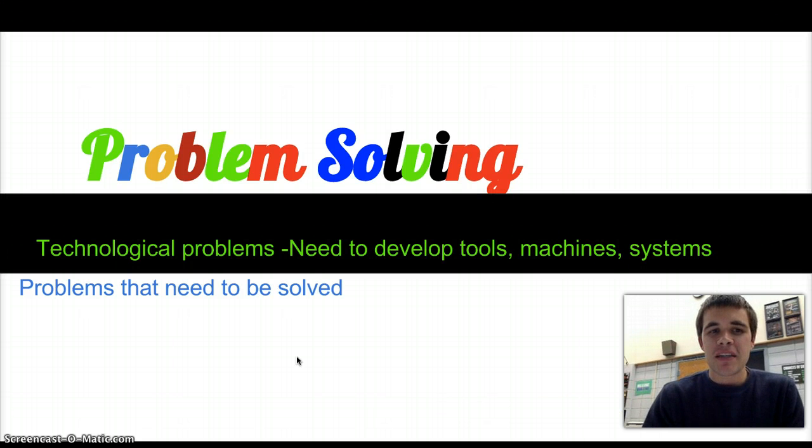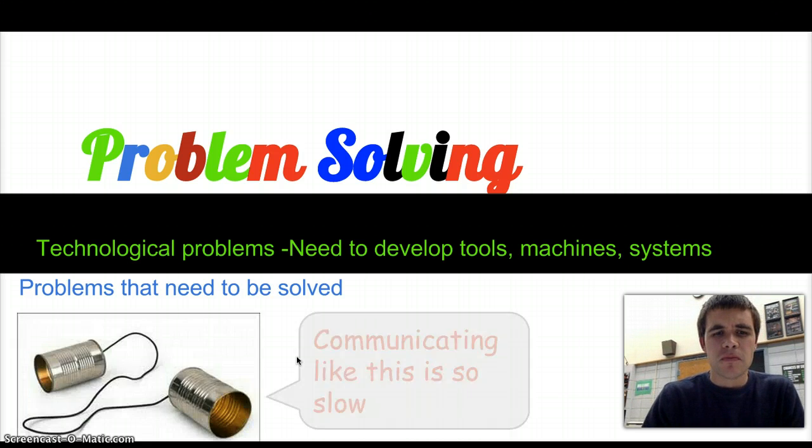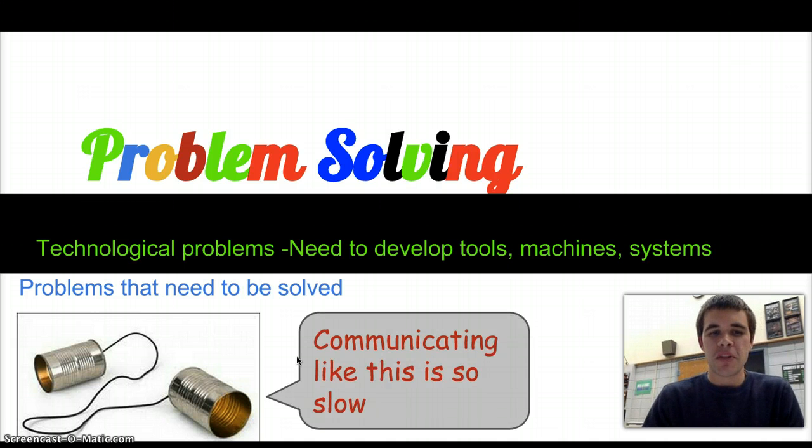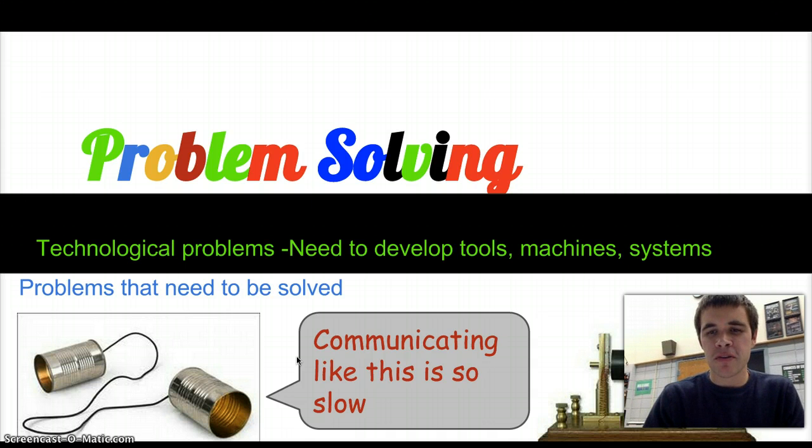And so for technological problems, we're going to say that you need to develop tools, machines, or systems to solve these problems. That's how we're going to define what a technological problem is. And that's what we're going to deal with a lot in the classroom. Just like these cans trying to communicate through a little wire that's really slow. That's a problem. So somebody invented one of the very first telephones. That's a tool, machine, and system that is used to solve the problem of communicating over distances.